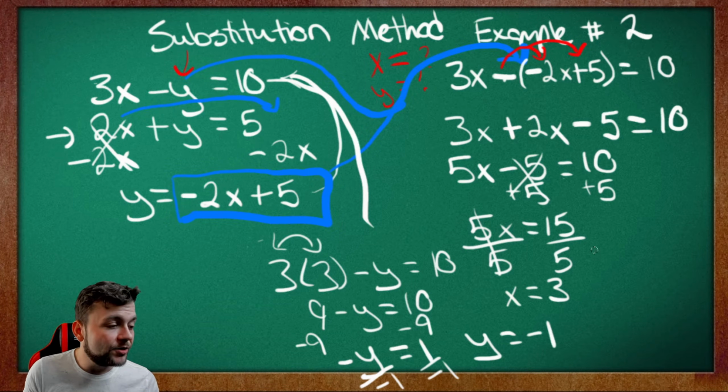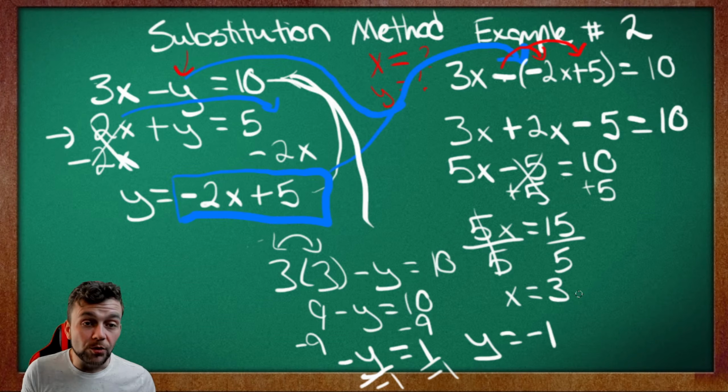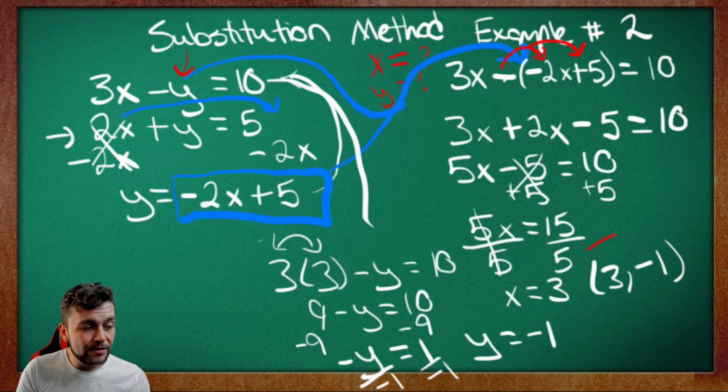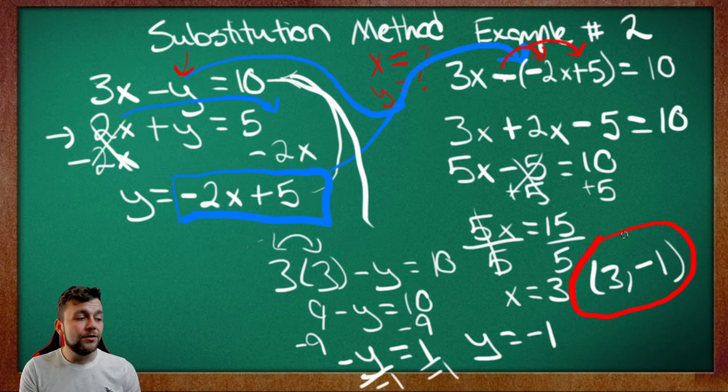So our end answer is x equals 3, y equals negative 1. Let's write that out in point form. So we have 3 and negative 1. Oh, let's make that a little bit neater. Go ahead and circle your answer. And there you go. You have answered our substitution method example number 2.